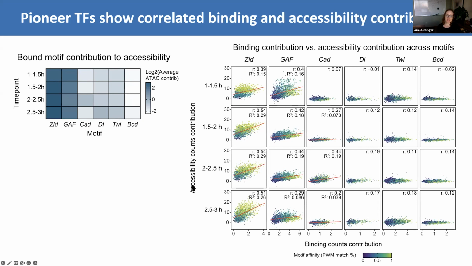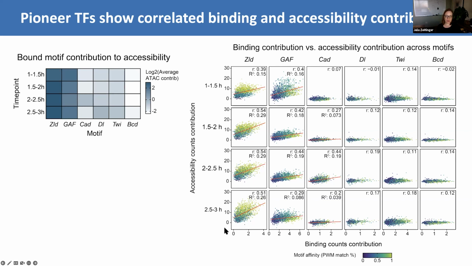And I hope you can see, this is the accessibility counts contribution, and this is the binding counts contribution. Counts is just the overall signal that we get in the region. What we can see is that there's quite a good linear relationship between binding and accessibility for Zelda and GAGA factors, so the pioneer transcription factors. Now you may say, is that trivial? Well, of course. And you also see that there is a dependency on motif. Here, the more yellow is higher affinity, and the more blue is low affinity. So when we see high affinity, we see more binding, and we see more accessibility.